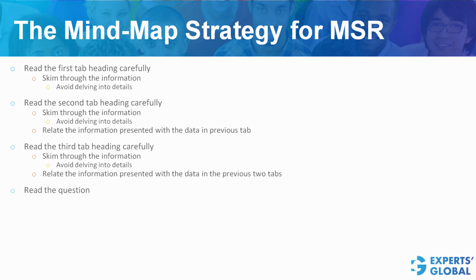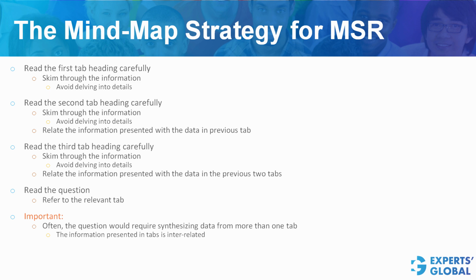Then read the first question on the set, and when you look at the question, you will be able to understand that the question requires you to refer to which of the 2 or 3 tabs. So refer to the relevant tab. However, once again, remember that the MSR questions often require you to synthesize data presented in more than one tab. The information presented in the tabs is interrelated. So you will very often have to refer to multiple tabs for solving one MSR question. And anyway, MSR questions require multiple responses. So one or the other responses may require you to refer to multiple tabs. Please be prepared for that.